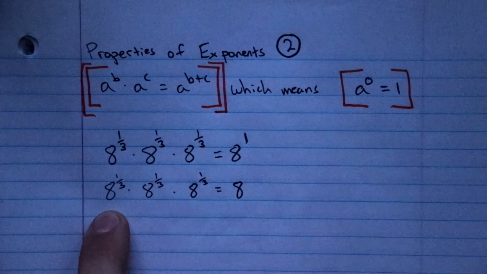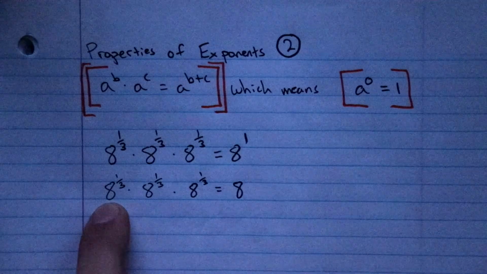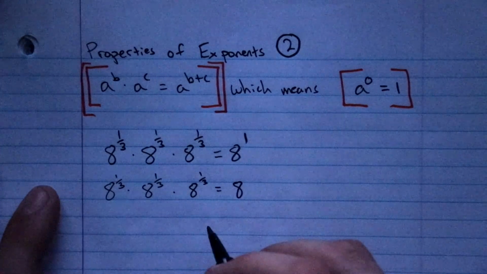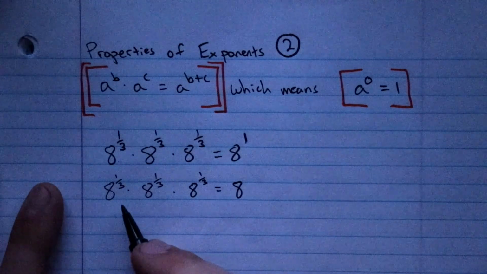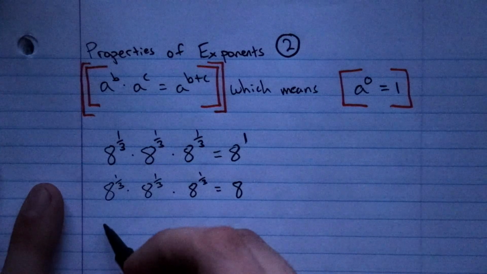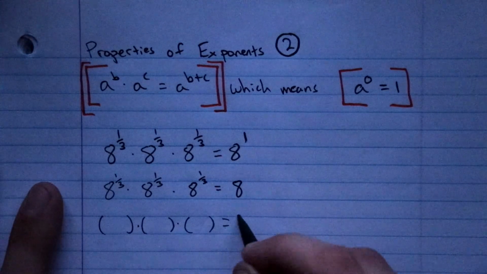We don't know what 8 to the 1/3 is. It's kind of a weird thing to think about. But we do know that it has this property. This is the property of 8 to the 1/3. So what is another number where if you multiply it by itself 3 times, you get 8?